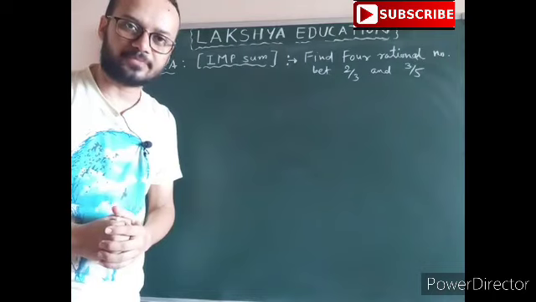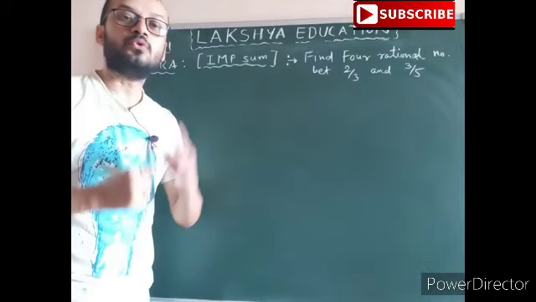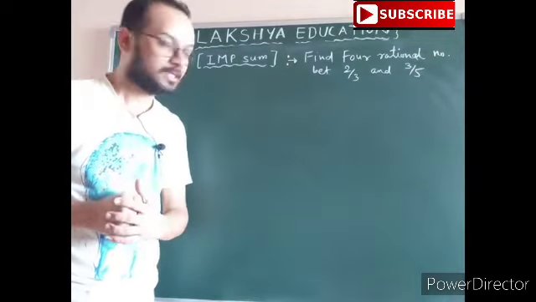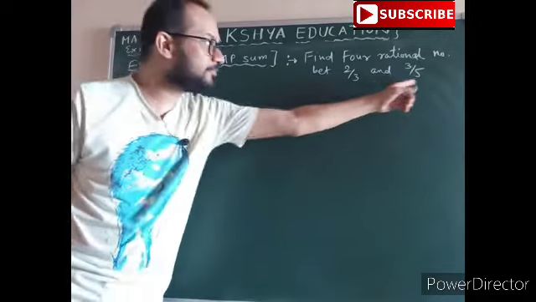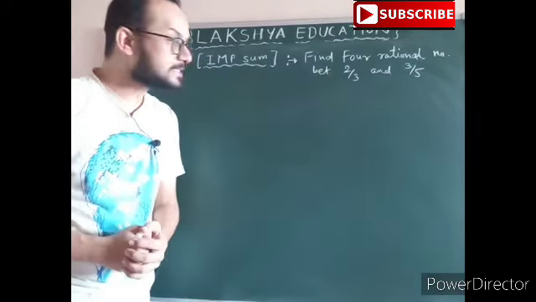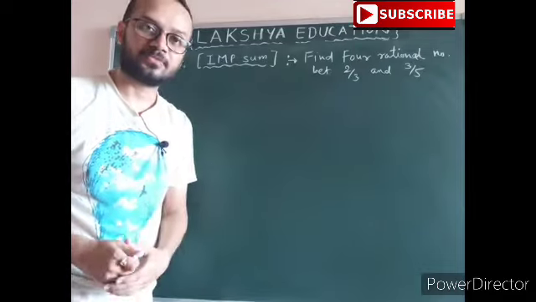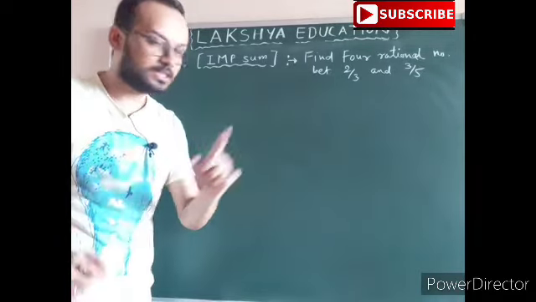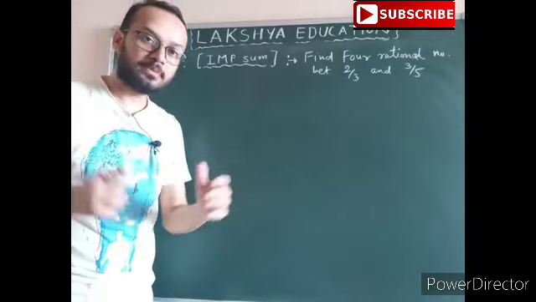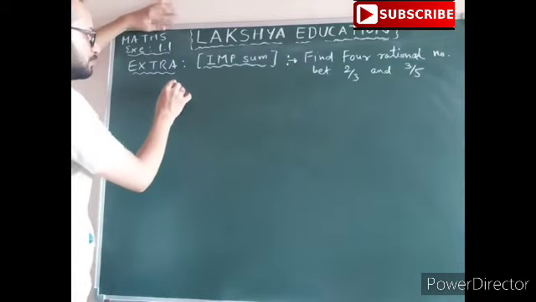Denominators are not the same. So the first thing, we have to make the denominators the same. To make them the same, we take the LCM of 3 and 5. LCM of 3 and 5 is 15. So we will make the denominator 15 for both of the numbers.